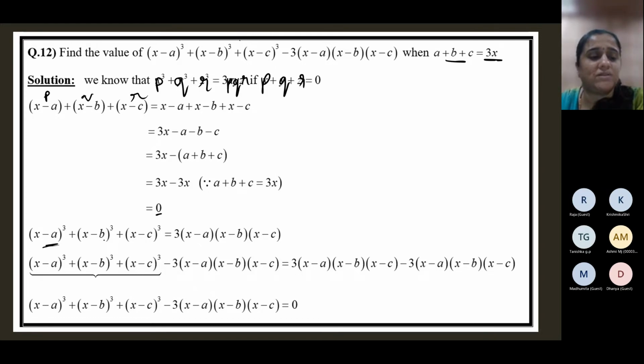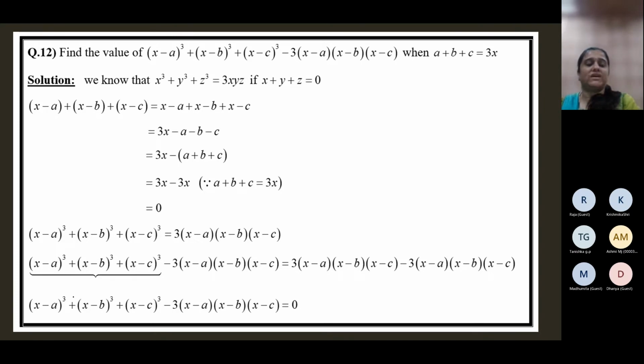Then what is p cubed plus q cubed plus r cubed? It's equal to 3pqr, because p plus q plus r is 0. Here we have worked out p plus q plus r and we got 0. So that means p cube plus q cube plus r cube is equal to 3pqr. Now take up the whole expression.